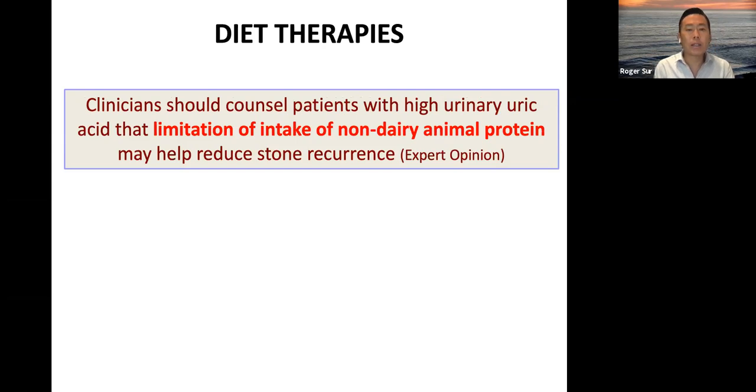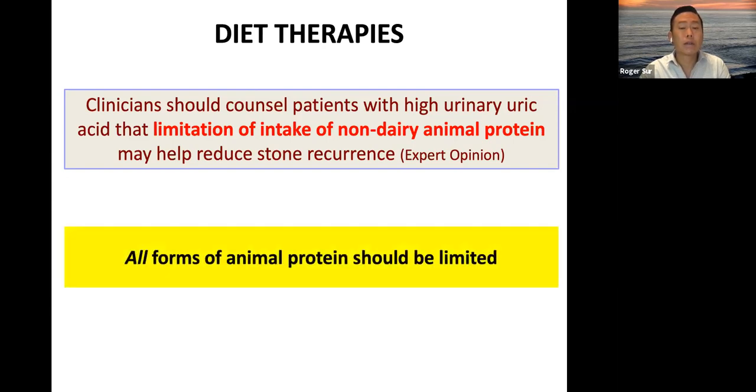The next thing is you want to tell them to limit their intake of non-dairy animal protein. Basically anything with a face has a lot of uric acid in it, so be careful. Actually, fish has the highest amount of uric acid, interestingly. I'm not saying don't have fish. I'm just saying if you make stones, you need to be aware that eating fish every day is probably not a good idea. All forms of animal, anything with a face, will break down to uric acid.